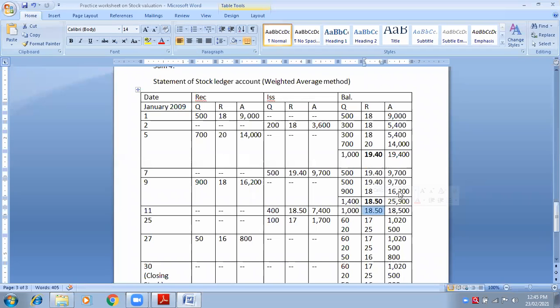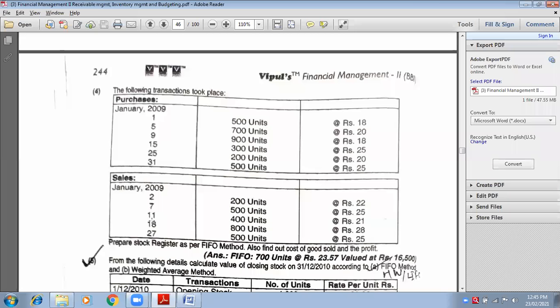In fact, ma'am, you have a point to cross verify here, because 18.50 will appear again. This will help you understand whether you are doing it right or wrong. So in fact, weighted average method is better. It is easier and it helps you verify your answer. In FIFO method also you can verify your answer. I told you the method there. I hope you remember.